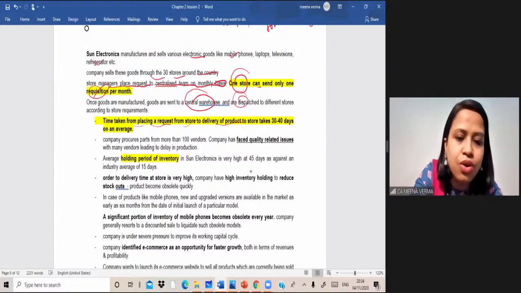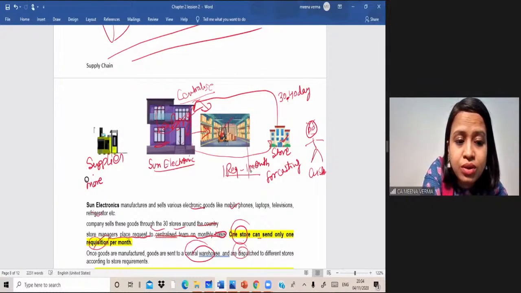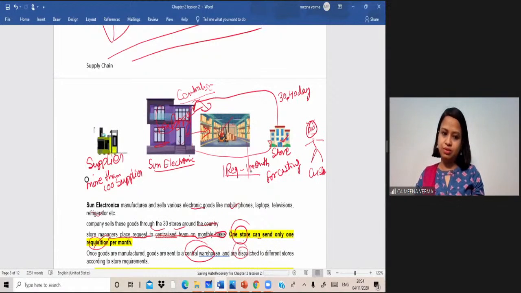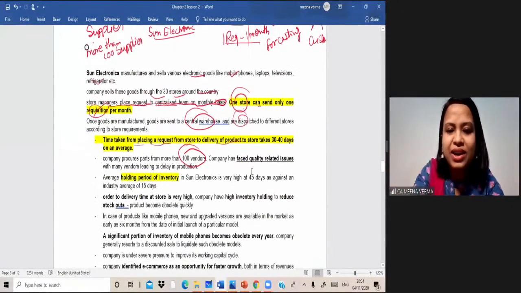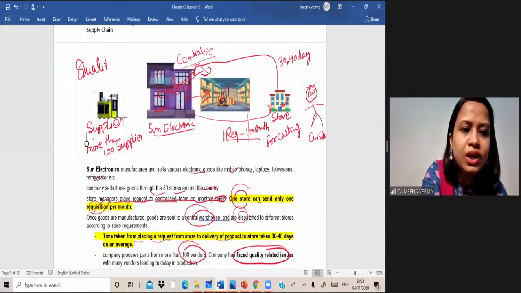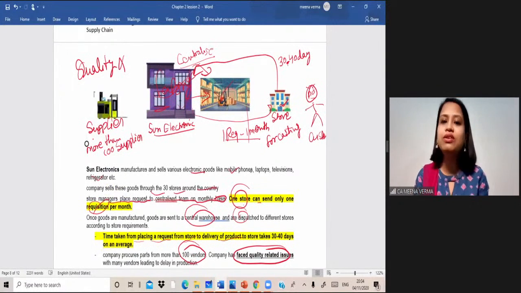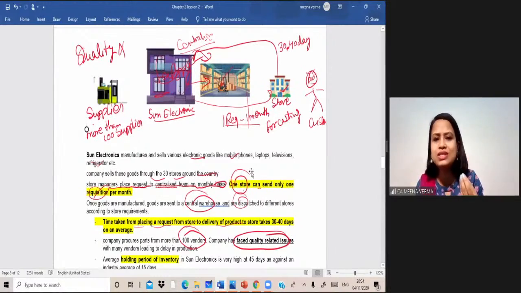The company procures parts from more than 100 vendors. So the company has more than 100 suppliers, which is a good number. And the company is also facing quality issues from these suppliers. The quality of the raw material is not that great. It is mentioned in the question. All the problems are mentioned in the question, and we will write all these things in the answer.